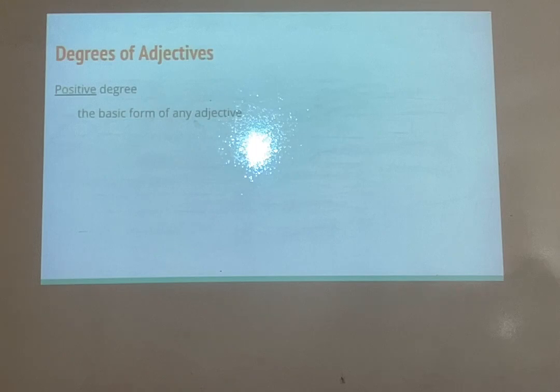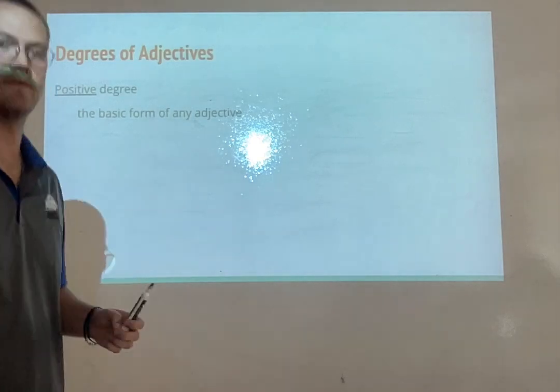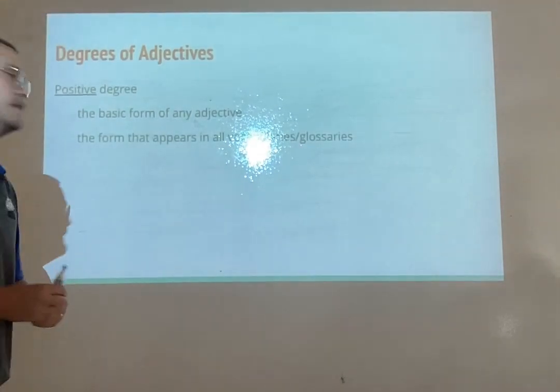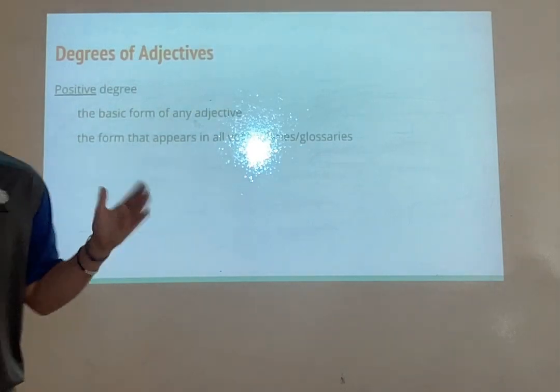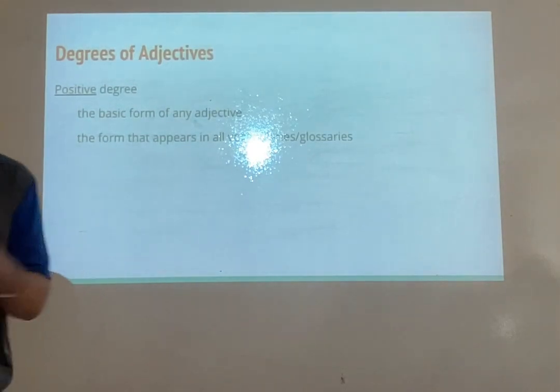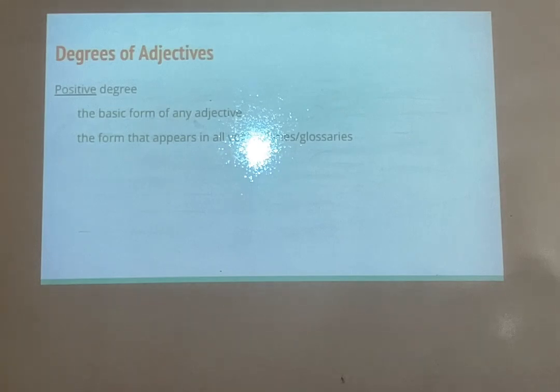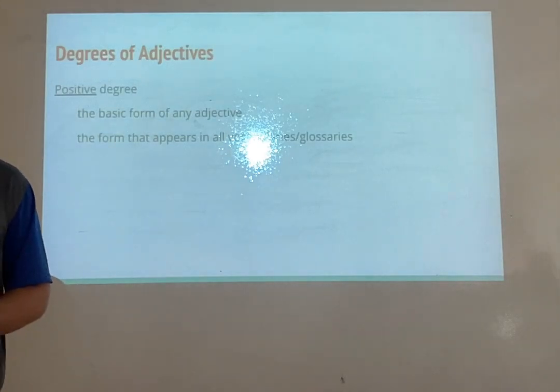Red, flat, hairy, scared, illuminated, hard, flying. Those are all different kinds of adjectives that just describe a noun. That's a positive adjective. This is the form that you will always see in the glossary. Every adjective will always be given to you in its positive form to learn.